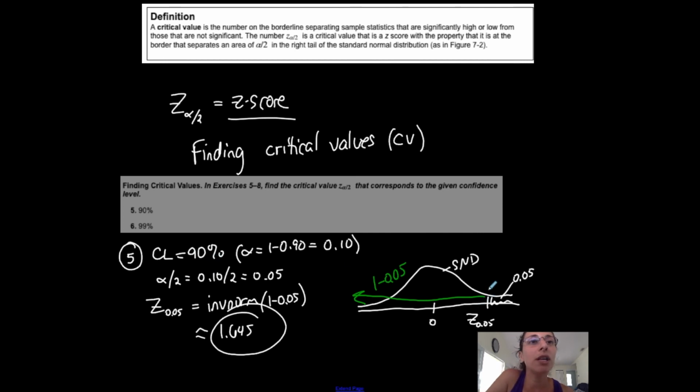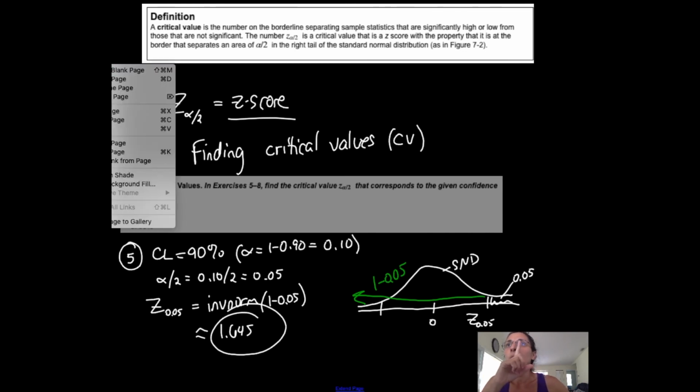That is the value here that's on the borderline, separating all the sample statistics that are significantly high or low from those that are not. I mean, you see that you divide alpha by 2, so technically you have a critical value over here, but it would be the negative version of this. But we're always going to take the positive version because our formula already takes care of positive and negative cases. Technically, we're dividing alpha into 2 pieces, but we're always finding the positive version of it.